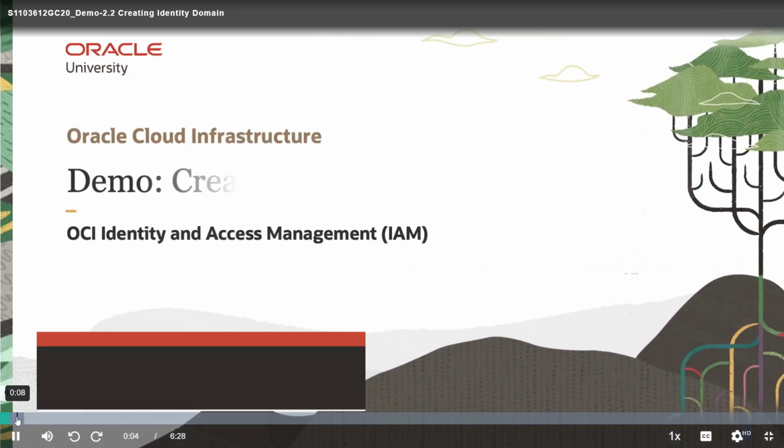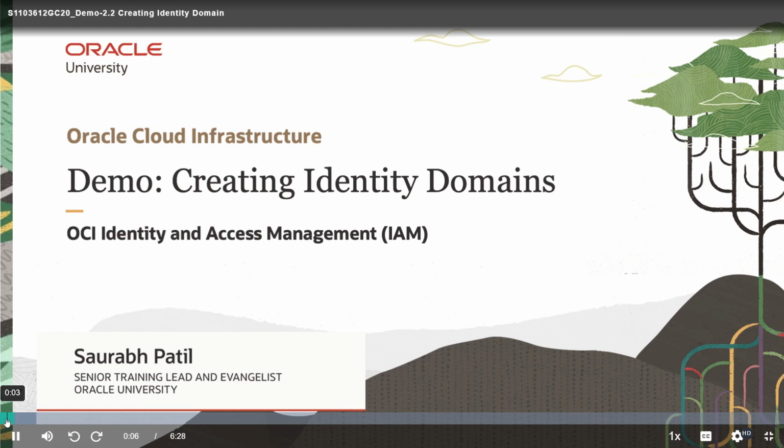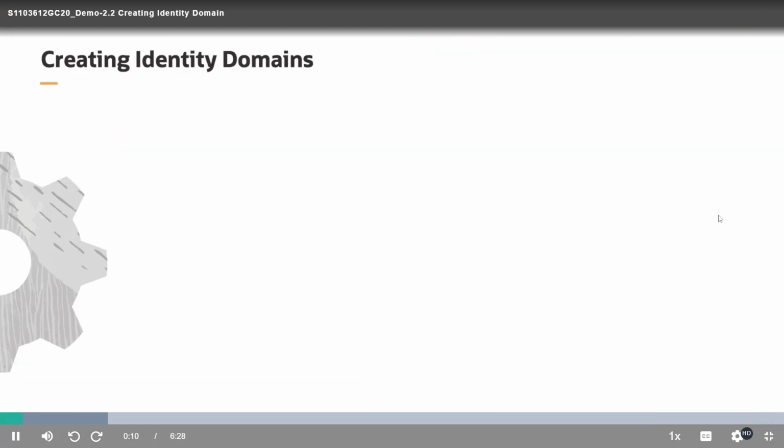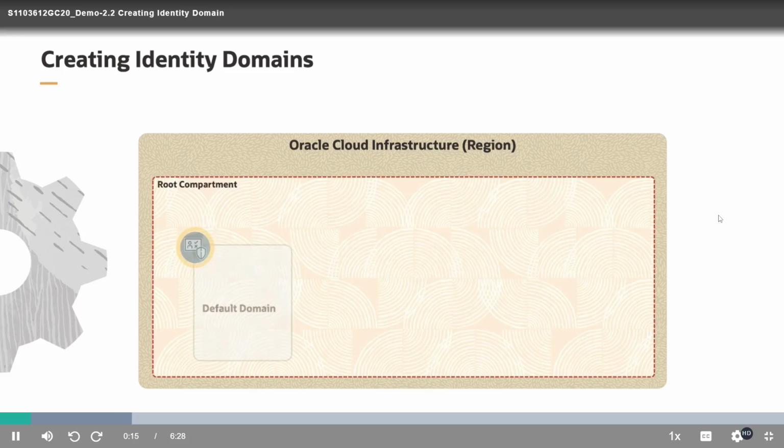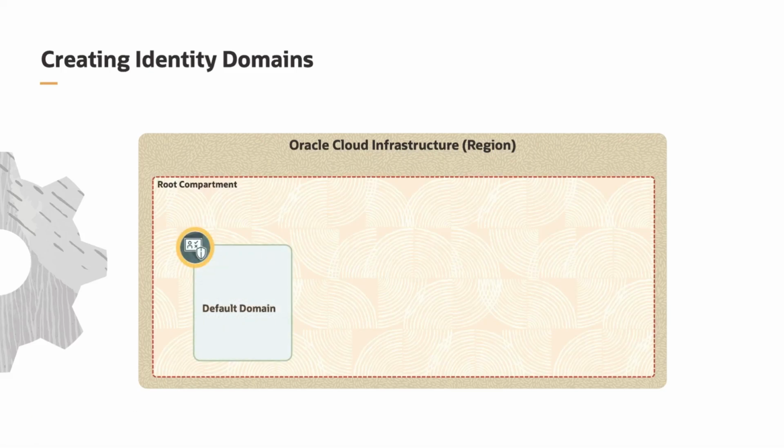Welcome to the demo of creating an identity domain. Let us consider a use case where we have a subscribed OCI tenancy. By default, we get default domain. Now suppose you need additional domains to manage your production and development teams' identities separately.